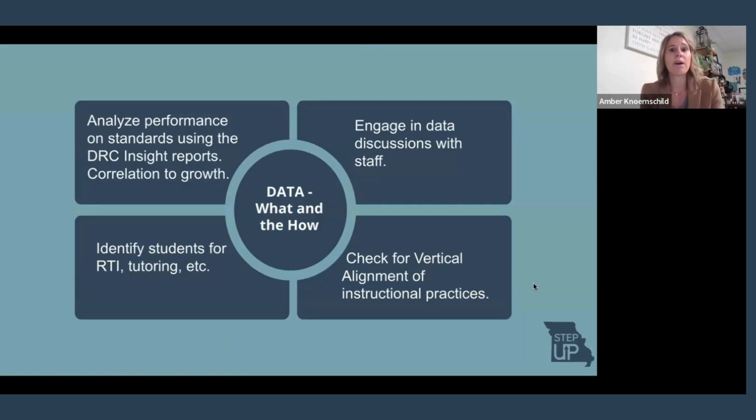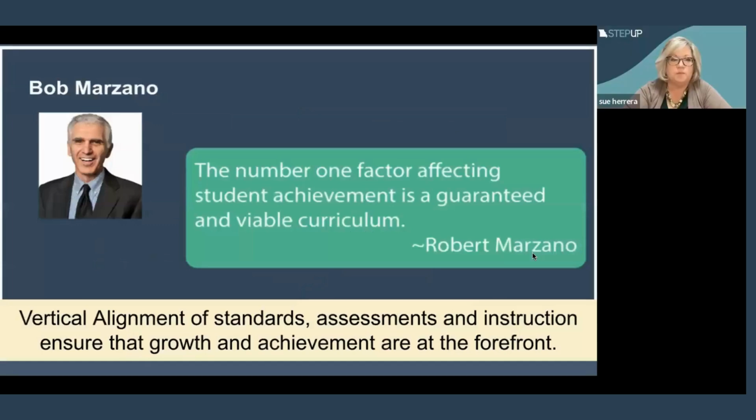Fourth grade's performing really well, fifth grade is not, but sixth grade is kind of in the middle ground. Where are we missing the boat? How are our standards not aligned? Are we teaching what we need to teach for the curriculum that we have? So really look at that vertical alignment of instructional practices and our curriculum and make sure that we align where we need to align. And there's Bob.